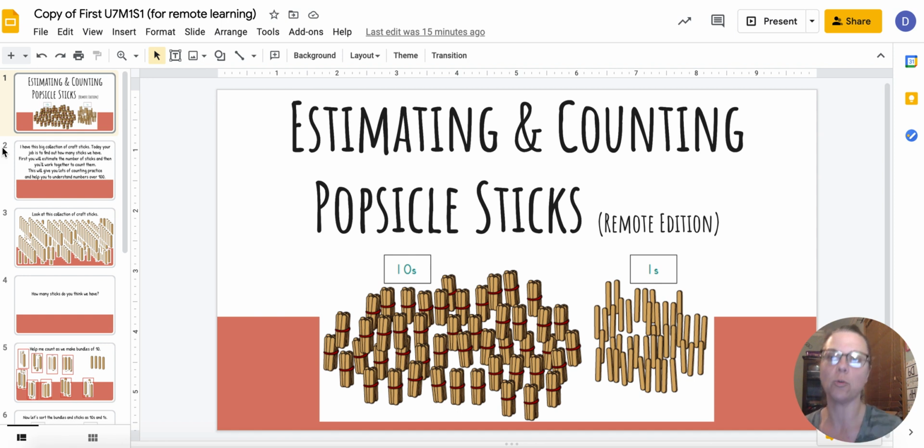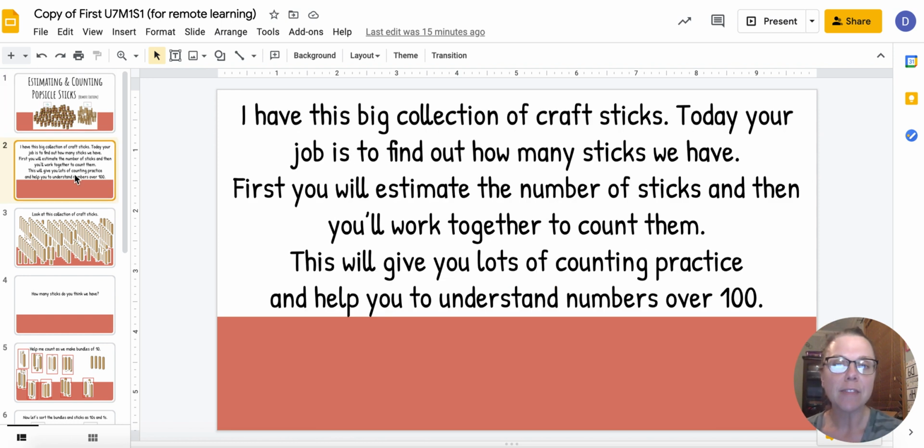Today we're going to be learning about counting really big numbers, bigger numbers than we've ever really counted before. I'm going to read this slide to you first. I have this big collection of craft sticks. Today, your job is to find out how many sticks we have all together. First, you will estimate the number of sticks, and then we'll work together to count them. This will give you lots of counting practice and help you to understand numbers over 100.